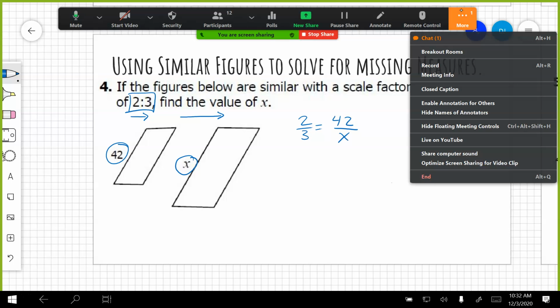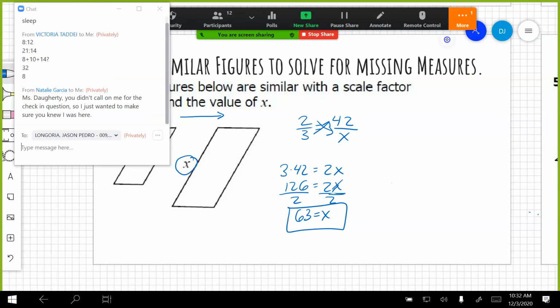I'm going to look at the chat here in a second, and if I need to go back, I will. All right, so what I would do next is cross multiply, and that's going to be 3 times 42 equals 2 times x. And 3 times 42 is just going to give us 126 equals 2x. Divide by 2. And that's going to end up giving us 63 equals x. So that's a way we can solve for a missing side.